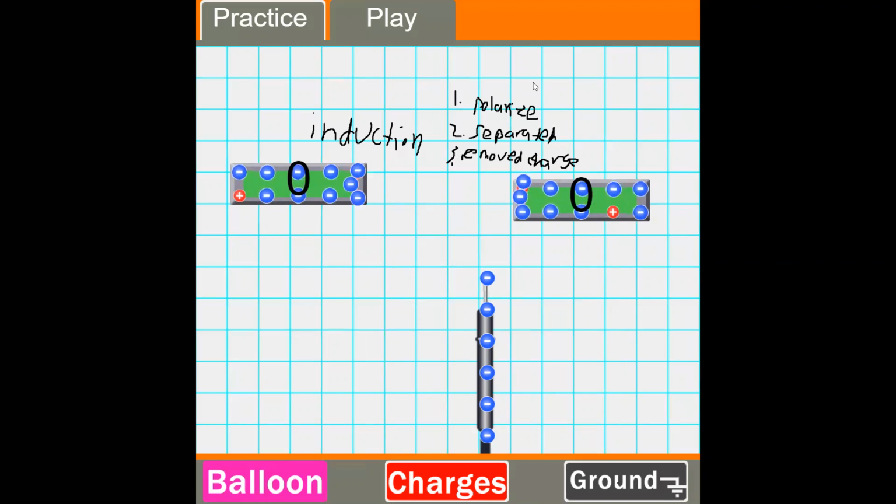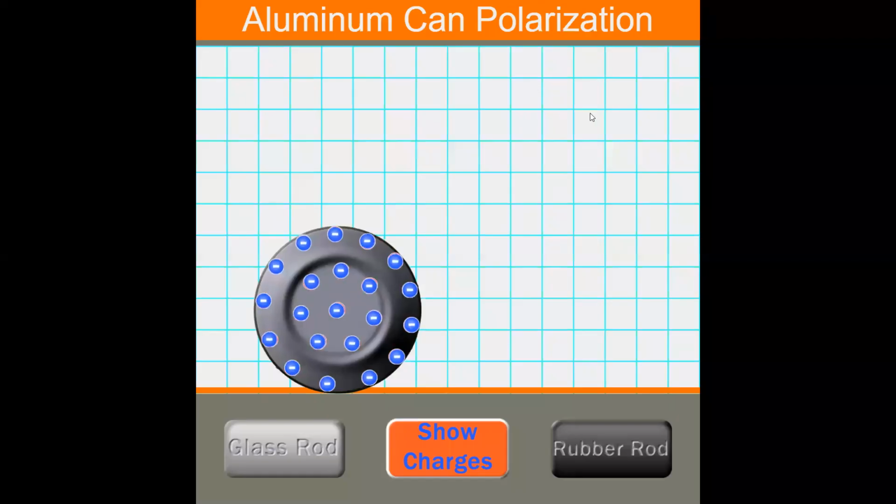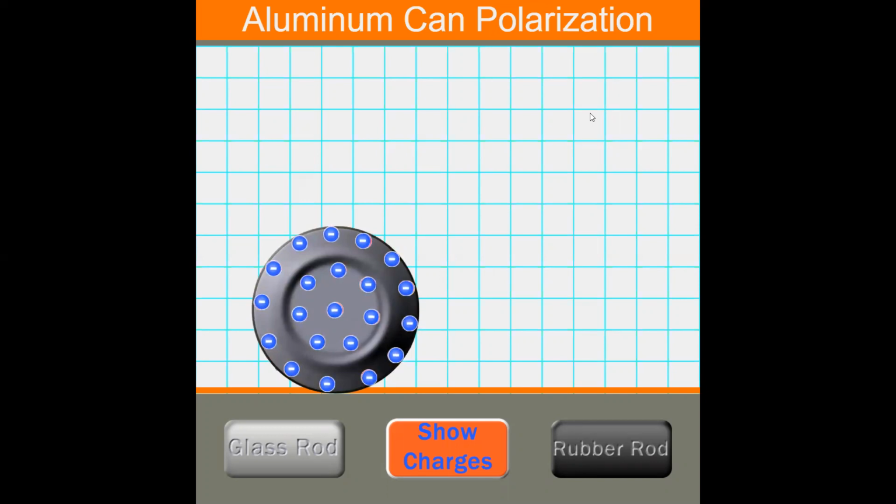So I'm going to show you another simulation just a bit more about polarization. Okay, so this simulation is specifically made to really show polarization. And this is basically an aluminum can, and this is actually something that's really fun to do in person, so I hate that you guys miss it.